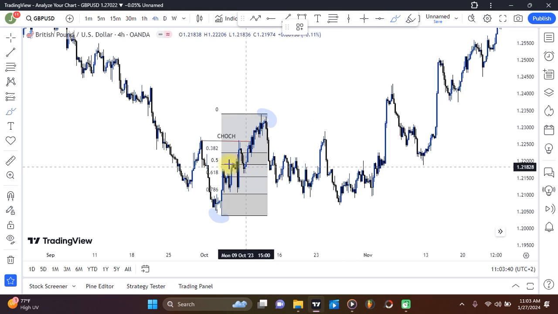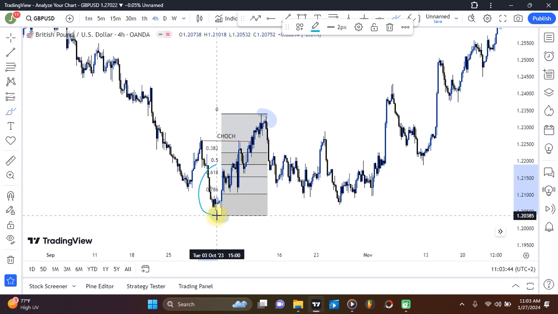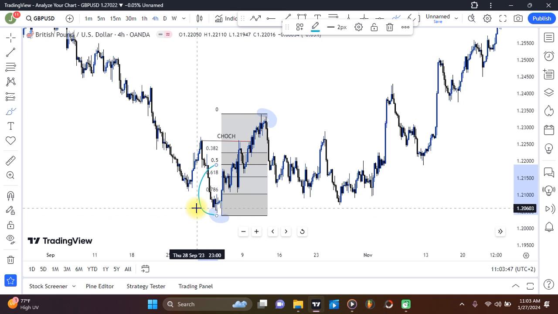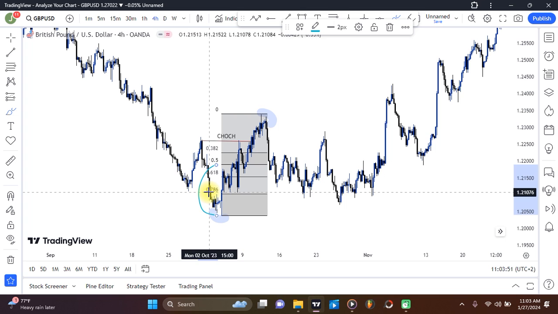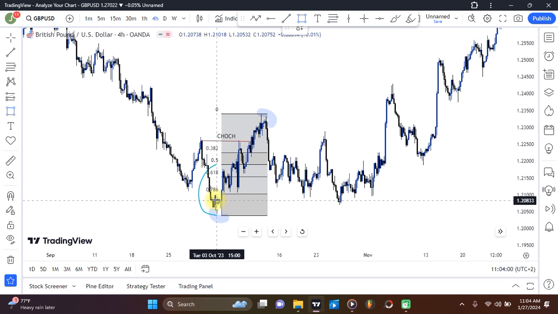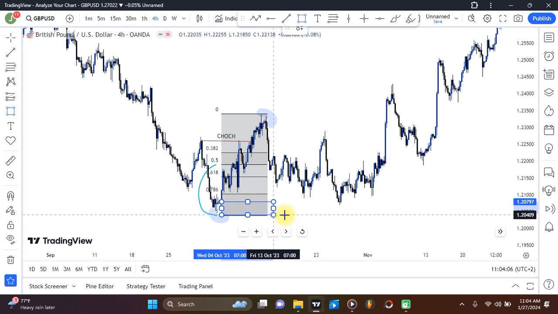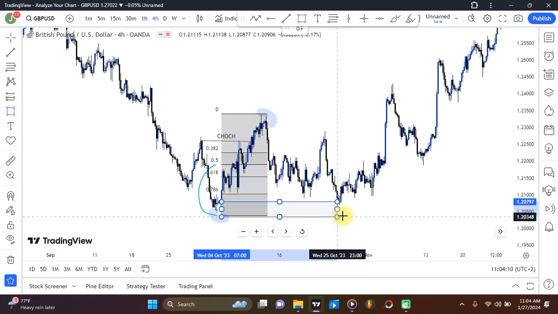We are going to be looking for trading opportunities around this area. So if you check here, right around this 78.6%, we have an area of demand. So this is our area of demand here. So we can use the rectangle tool and then pull it to the right like this.